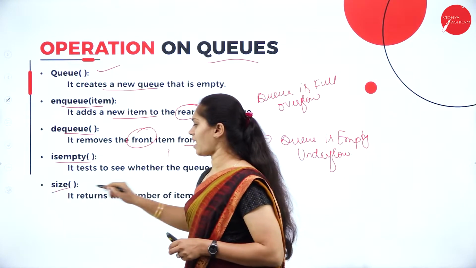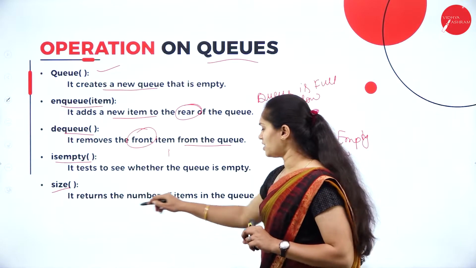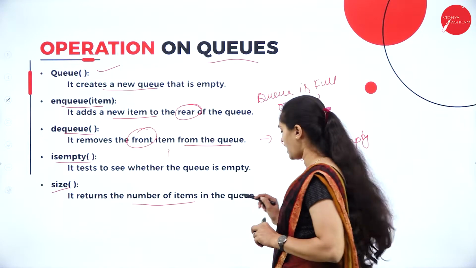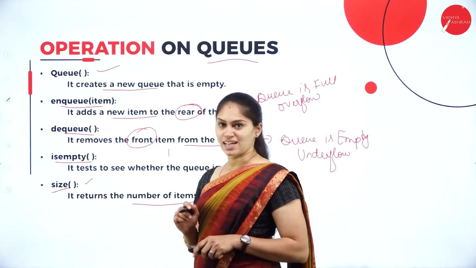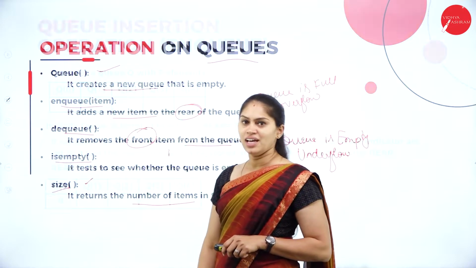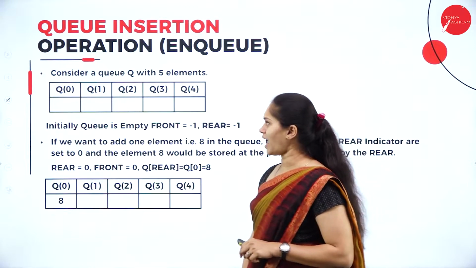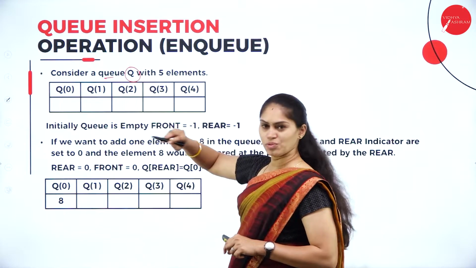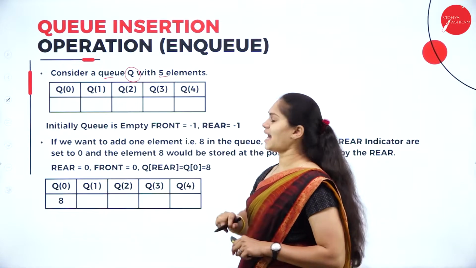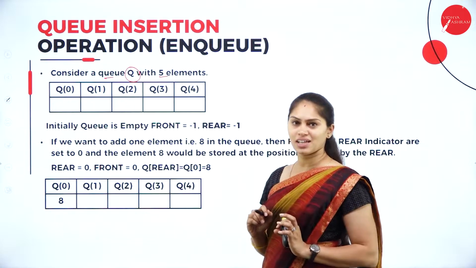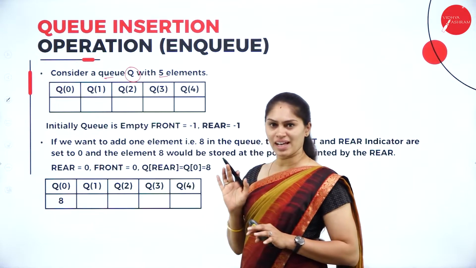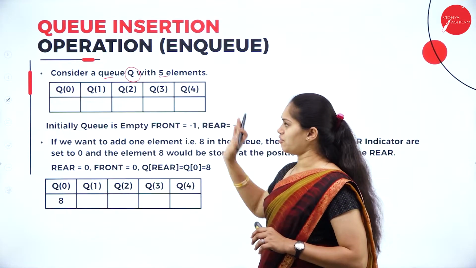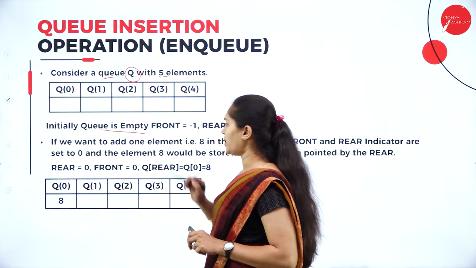Then at last we have size, mainly to specify the total number of items we have in a queue, which can be given with the help of this size. We'll see the first type here. Here you can see the scenario. We have a queue called queue. The queue name is queue here and it has 5 elements. That means I'm creating a queue which as of now is empty, and we can add totally 5 elements, of size 5. So now initially the queue is empty.